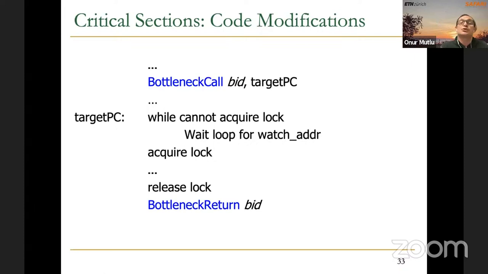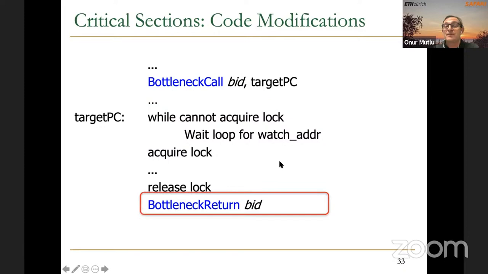And then we're going to delineate the call with a bottleneck call instruction. This is a new instruction with a bottleneck ID. This is enumerated by the program, the compiler, basically. And then there's a target PC. Target PC is essentially the body of the critical section over here. And you can see that you need to acquire the lock first, and then you need to watch for the lock and then acquire the lock. And then it ends with a bottleneck return saying bottleneck has ended. These are going to be useful for us to accelerate and keep track of acceleration. Okay, I've discussed these, and that's the body.